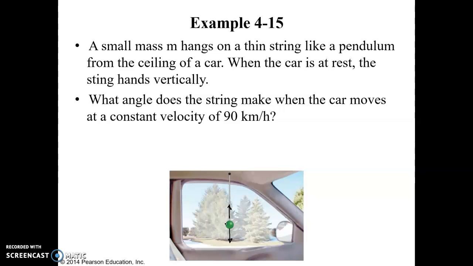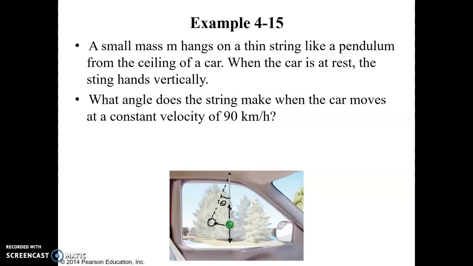Now, if the car were to accelerate forward, the acceleration would cause the ball to swing backwards. So the ball would come over here. And then there's a part of the question in the book that asks what this angle is if the car is accelerating at a certain rate. And honestly, the algebra just gets a little too complicated, I feel, for the purposes of this class.